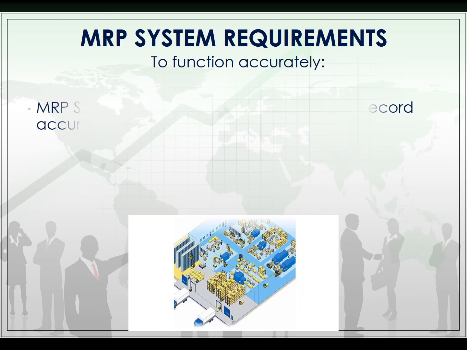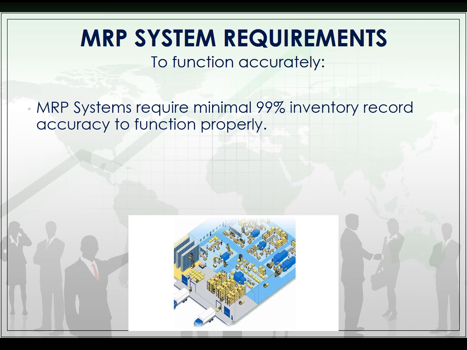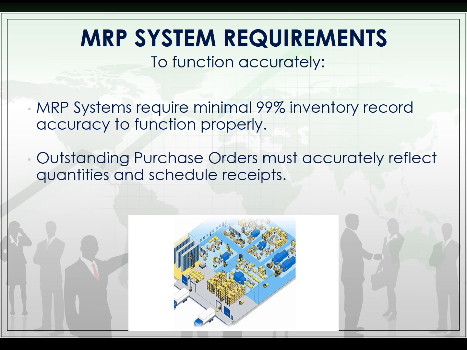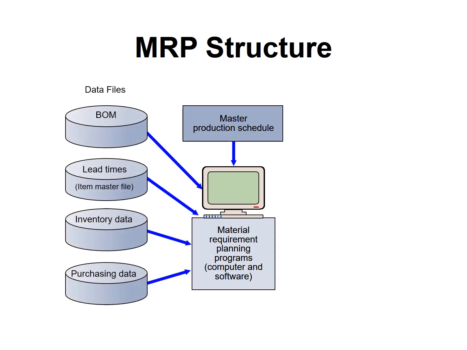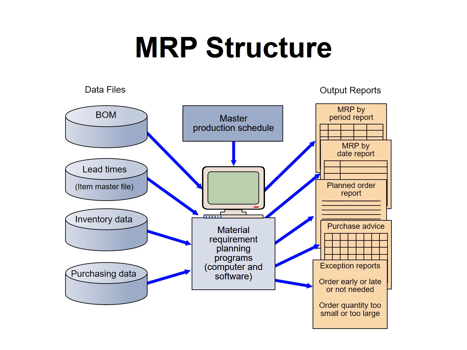To function properly and accurately, it requires a minimal 99% inventory record accuracy. It has to almost have 100% accuracy for it to work properly. Outstanding purchase orders must accurately reflect the quantities and the schedule of receipts: how much and when it's coming in. An MRP structure is pretty much: you have your bill of materials, your lead times, your inventory data, your purchasing data, all going into the material planning software. And in return, it gives you the outputs: how much you have to build by what date.